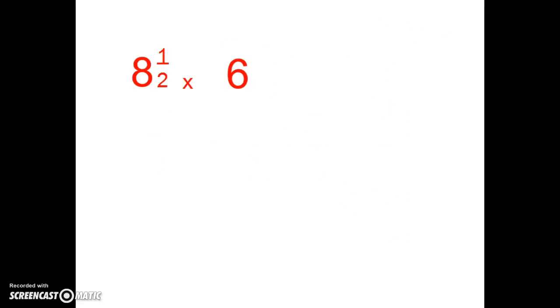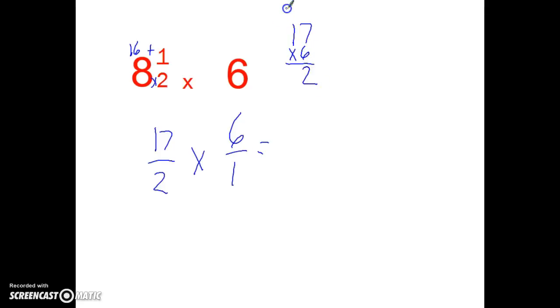Give you a couple for you to try out. Hope I didn't trick you because I switched the order of the numbers. This is going to be halves. 2 times 8 is 16, plus 1 is 17, times 6 over 1. 17 times 6. 42. Carry my 4. 6, 10. 102 over 2. I'm going to take my 102, divide by 2.